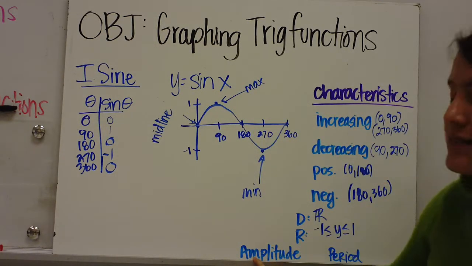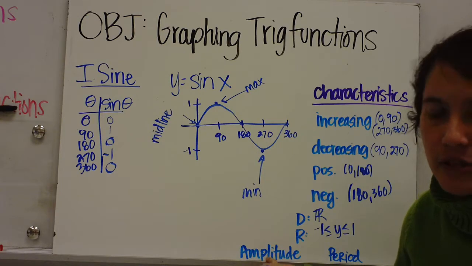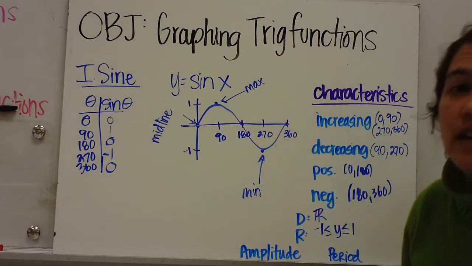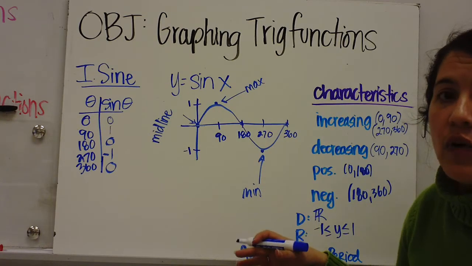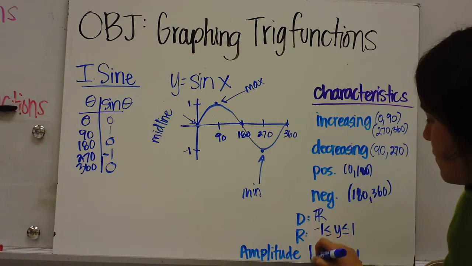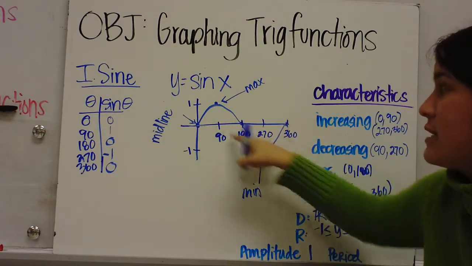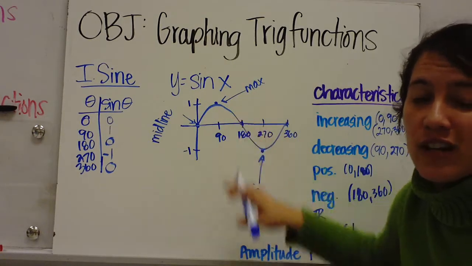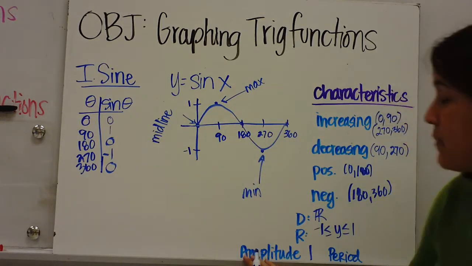Now this word down here says amplitude. Amplitude is how high or low the graph goes. For this parent function, the amplitude is just 1, because it goes up to 1 and down to negative 1. So the amplitude is just 1 for the parent function. We're going to talk about amplitude in a little bit.